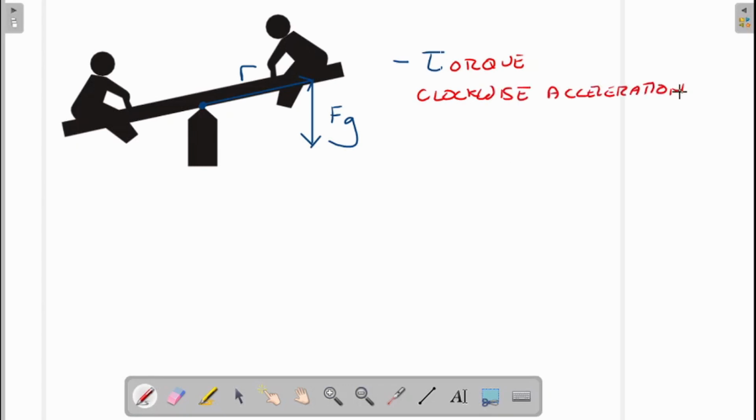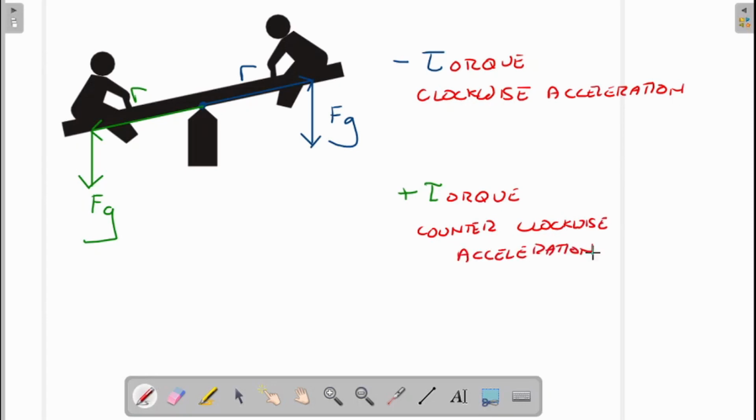It's going to cause a clockwise acceleration. On the other side, this child, R points this way. And then the force of gravity, the weight of this child, points down. If I do the same process here, I get positive torque because my thumb points out of the screen. And this is going to give me counterclockwise acceleration.